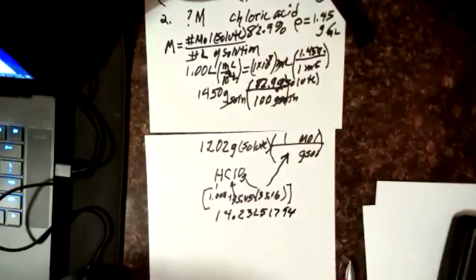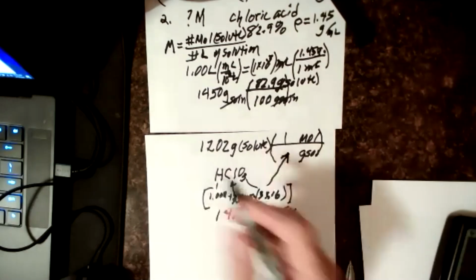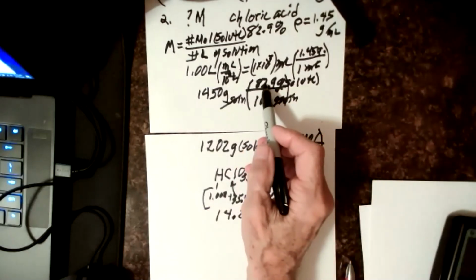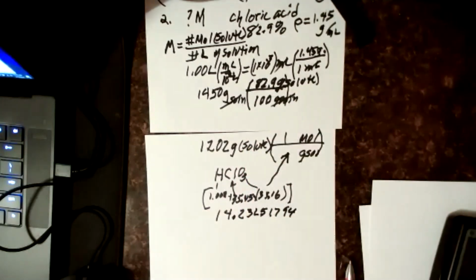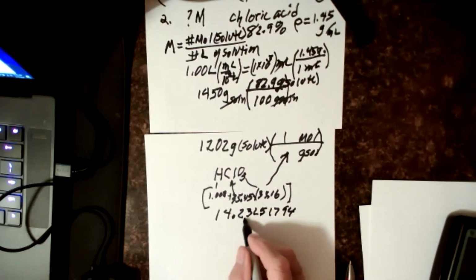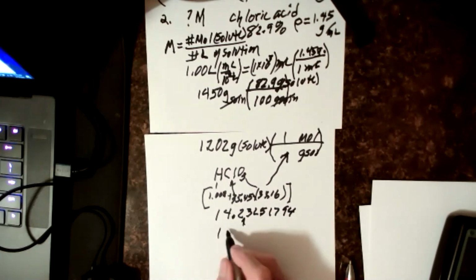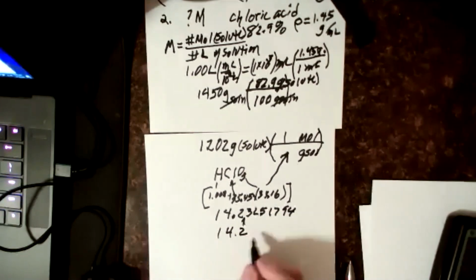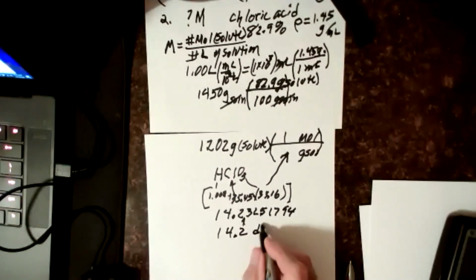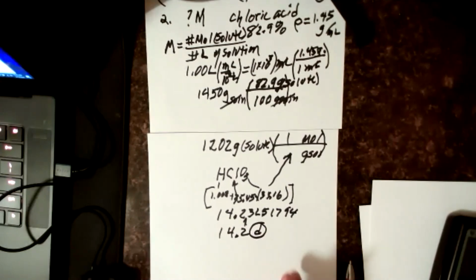I could do my round off, and my percentage up there was 89. That's 3 significant figures, and I believe the density was given to 3, right? Yeah, 1.45. So I should stop right there. So I'm predicting 14.2 will be the correct answer, and that is response D on the quiz.